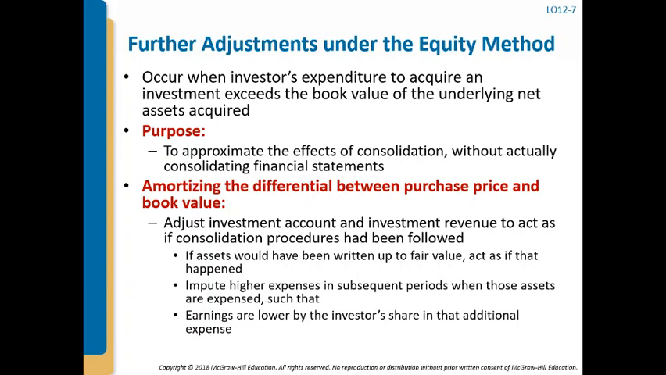Now, you're not going to do this for goodwill. As we saw, this company has goodwill. The investor's not going to amortize goodwill or their portion of goodwill. They're also not going to amortize land because it's not a depreciable property. But the building is. All right, so here you amortize the differential between the purchase price and the book value.